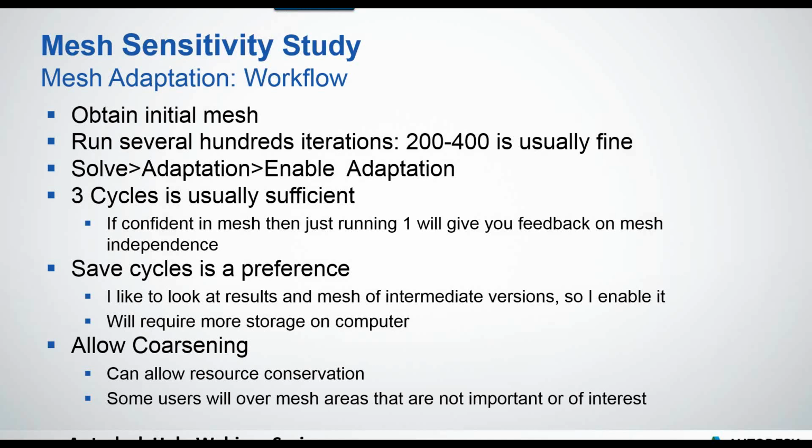Basically, you take your first mesh and run for 200, 400 iterations. You don't have to go to convergence. It's kind of up to you, but generally speaking, that's not the best practice. And then usually 3 cycles is sufficient. If you think you have a perfect mesh, you can just run for 1. And what's really cool is you're going to get output data that tells you as a percentage how independent your mesh is, how your results are. So you can save cycles, which I always do because I'm kind of curious what's going on behind the scenes between mine and the final mesh.